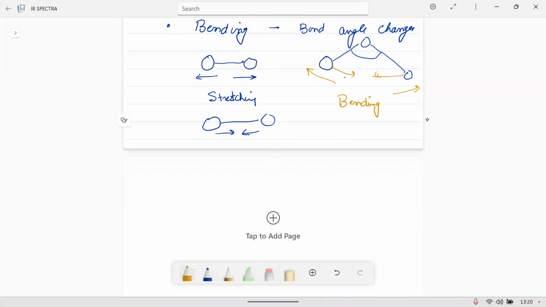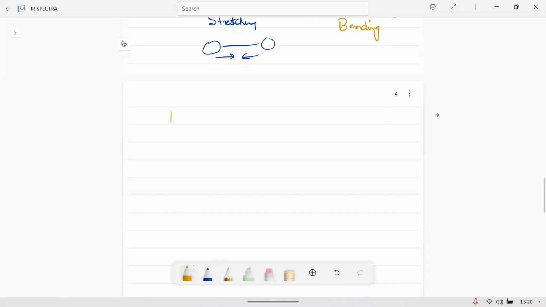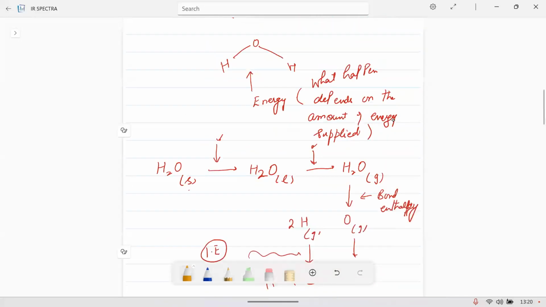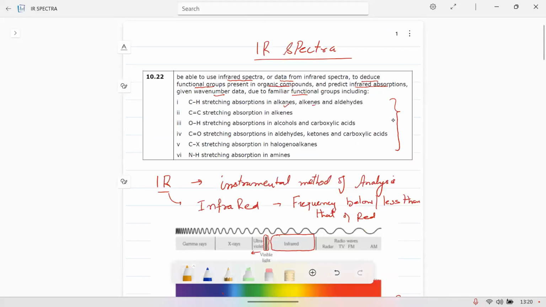In your IAL specification, we need to focus only on stretching. That means you will be only focusing on the stretching vibrations, nothing else. It doesn't make any difference in what we are trying to understand. As you can see in your specification over here, they're just talking about the stretching, not the bending. So we are not going to focus on this.